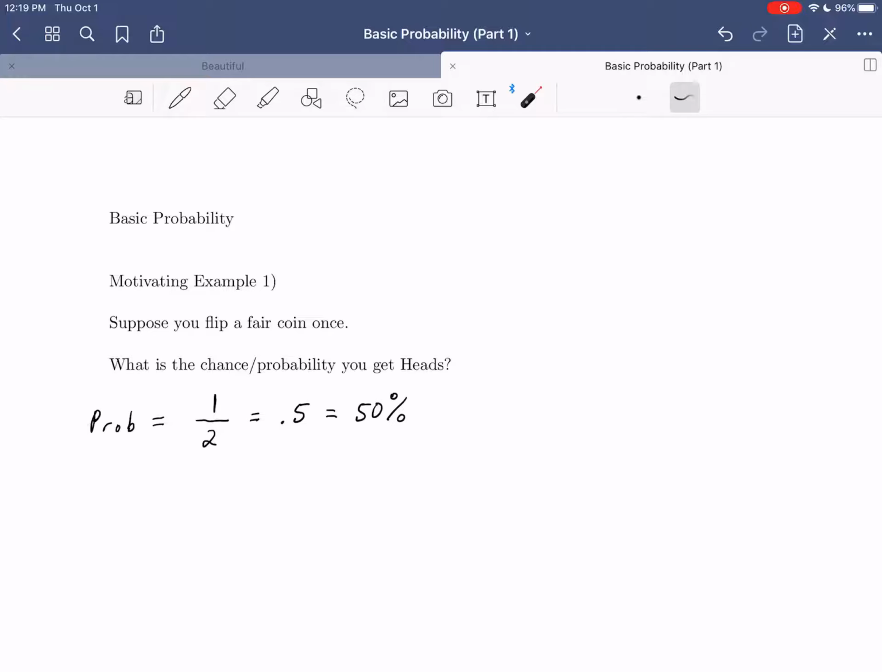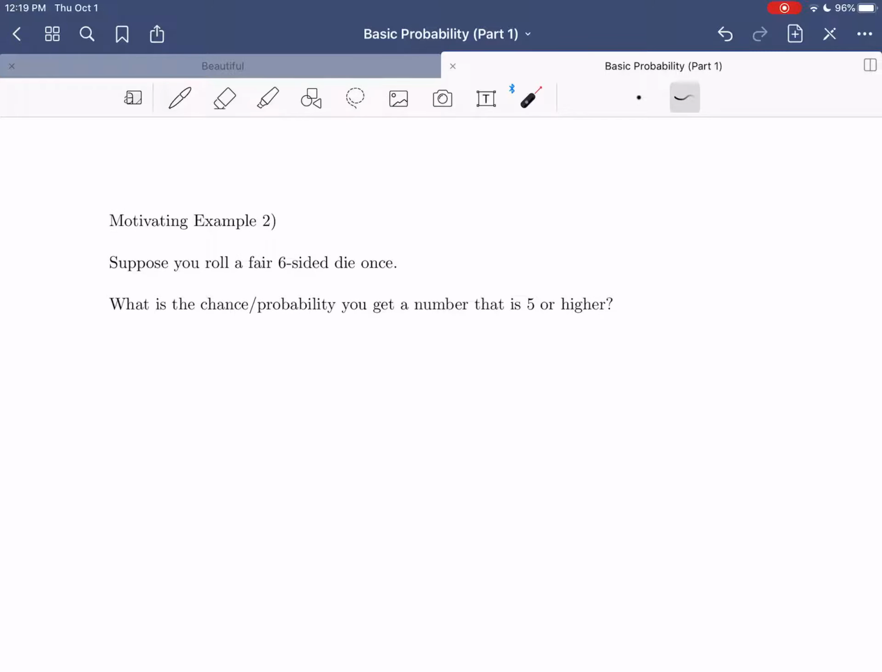All right, let's take another look at a different motivating example, another basic probability situation, one that we're probably familiar with as well. So let's suppose, instead of talking about flipping a coin, suppose you roll a fair 6-sided die once. So you have a die in front of you and you're going to roll it once.